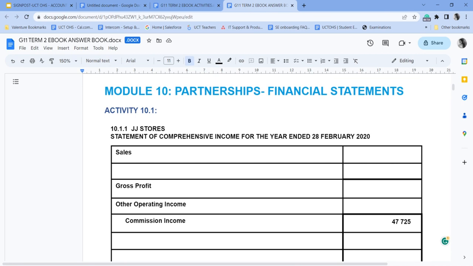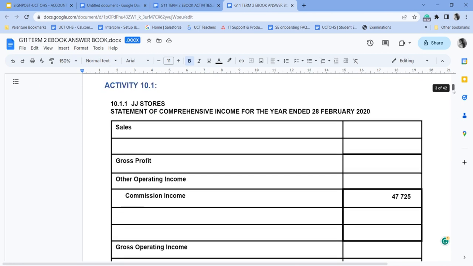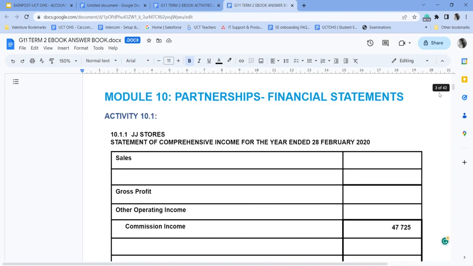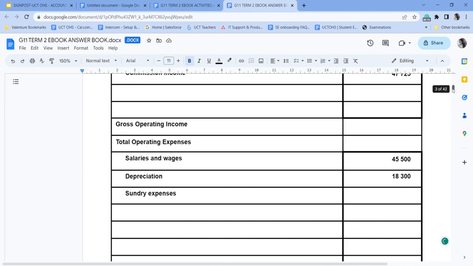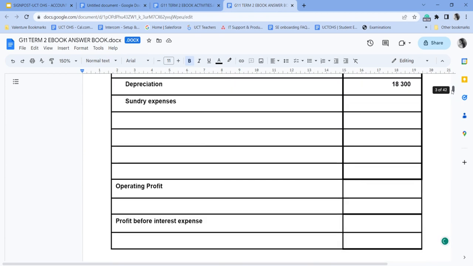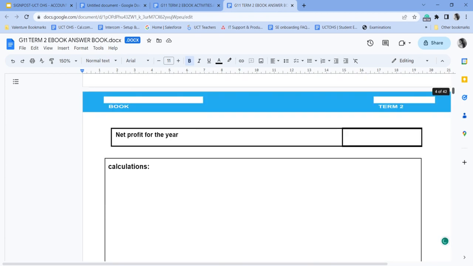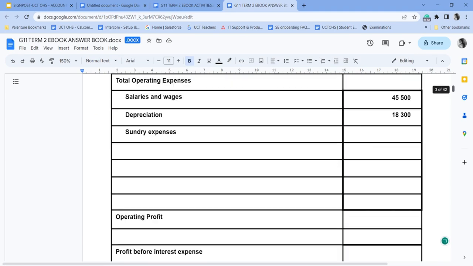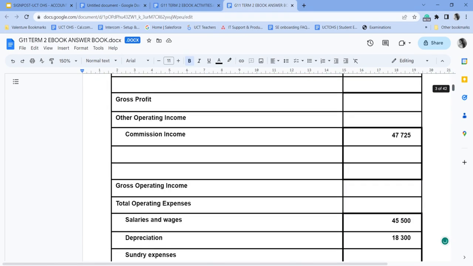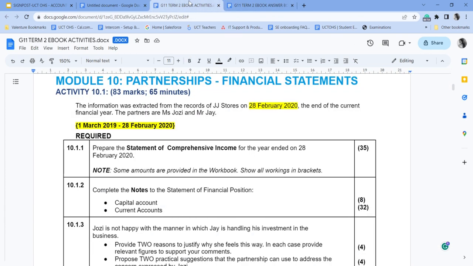So this is the income statement for JJ Stores. I can see there are some figures that have already been taken into account. They have the commission income here. Let's scroll down. The salaries as well as, I think, depreciation. It seems like those are the only figures that are there. So don't forget we have commission income, salaries and depreciation given to us. So it might be easy, or we might find ourselves having to basically solve a puzzle.